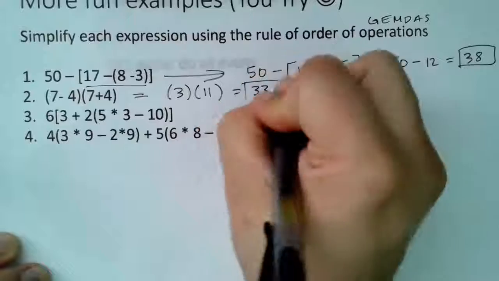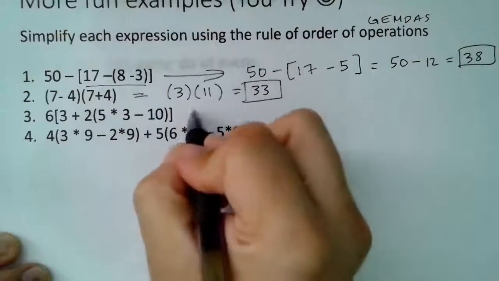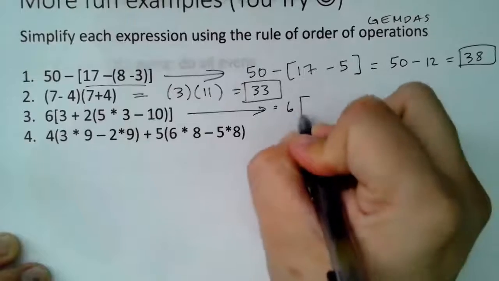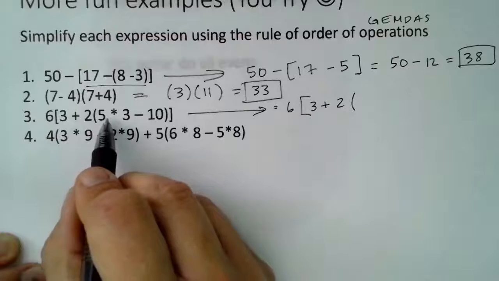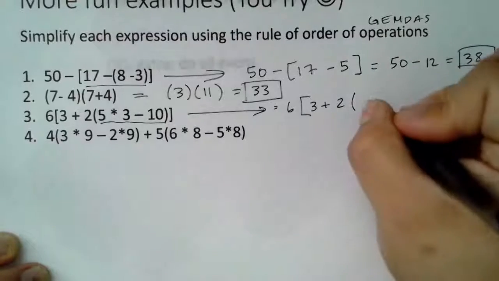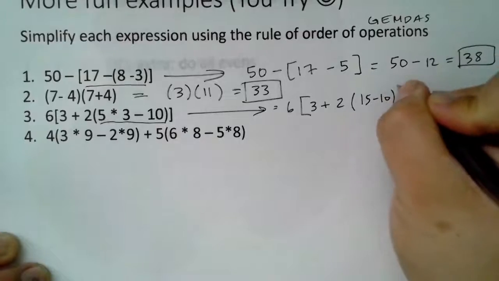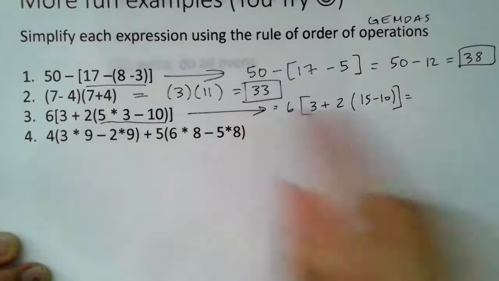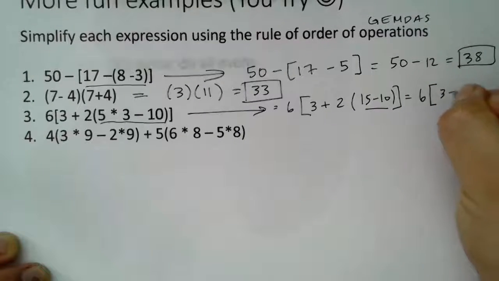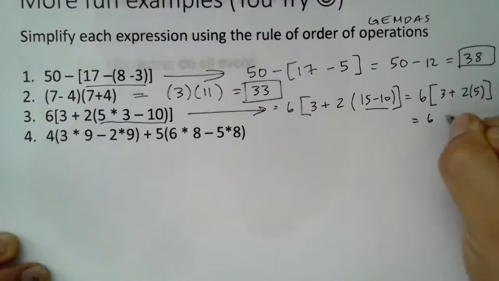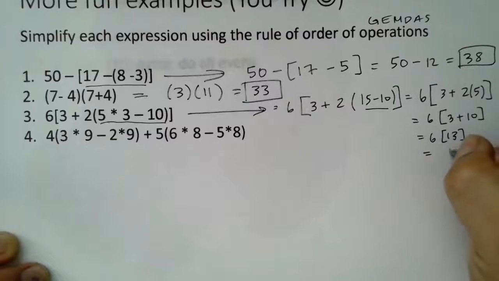That's just 33. And then the next one, we have 6 times the quantity 3 plus 2, and let's simplify inside here: 5 times 3 minus 10, so 15 minus 10. And then we write everything else the same and keep simplifying. We're going to simplify this first. So that's 6 times the quantity 3 plus 2 times 5, which equals 6 times the quantity 3 plus 10, which equals 6 times 13. That's going to be 78.